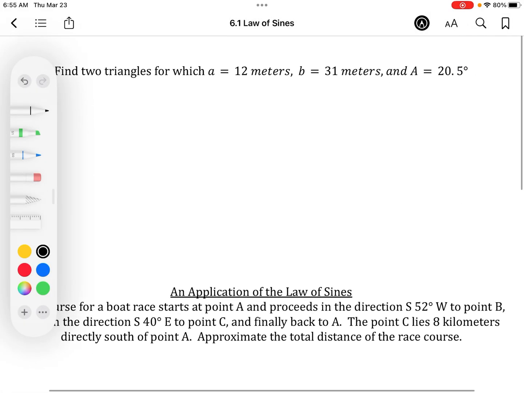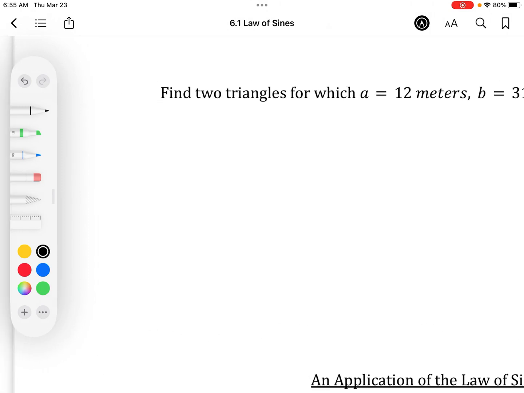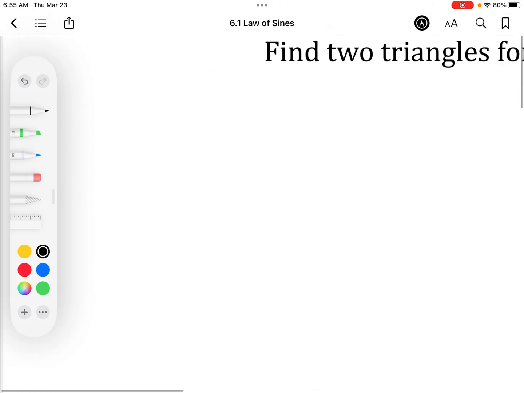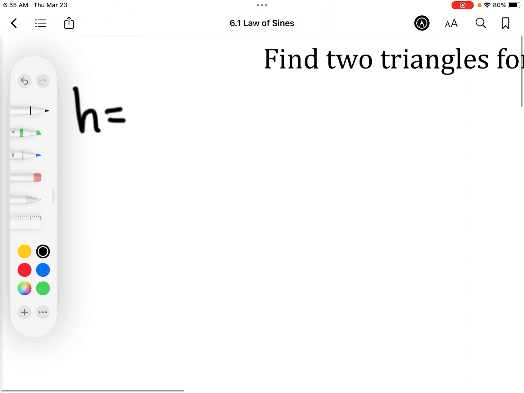Okay, so what does 2 look like? Going through just how we would say, so angle A is acute. A is not bigger than B, so that means we have to check H. And if we're checking H, I'm going to do it way on the side here. H is B sine of A.